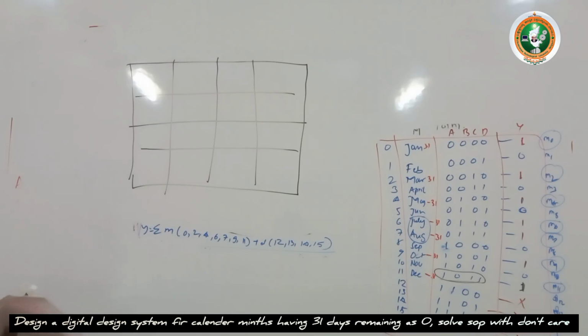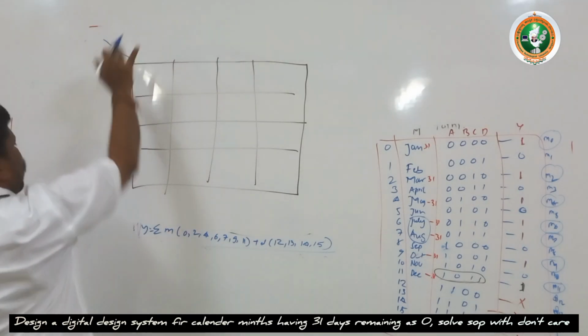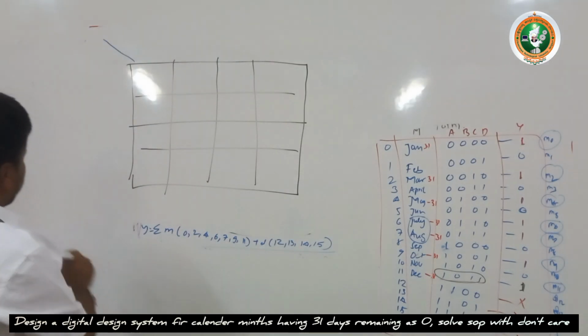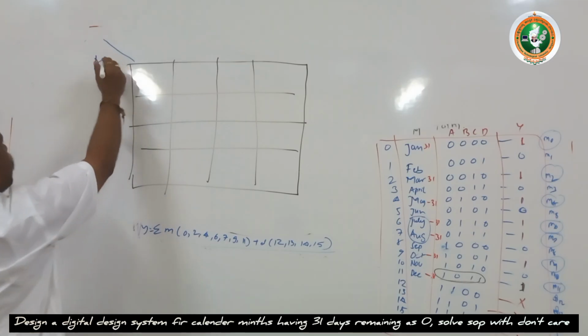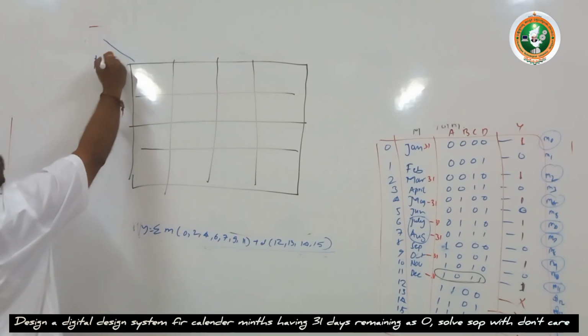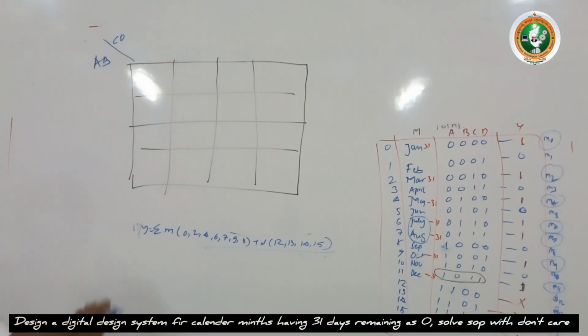Then I have to define it. I have to divide this K-map into 2: one is the row side, the other is the column side. How many variables have I taken? A, B, C, D are the 4 variables I have taken. A and B are taken on the row side. C and D are taken on the column side.